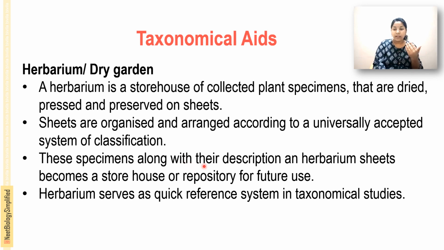When we find a species of plant similar to this, we can refer to that herbarium, the storehouse, and look at the features to see whether there is any relationship or not. We can use it for study purposes and as a reference in future. These pressed, preserved, dried specimens of the plant kept on the herbarium sheet become the storehouse or repository for future use.